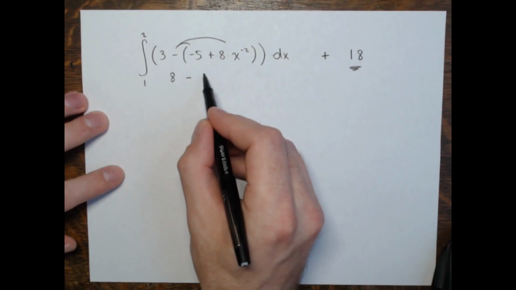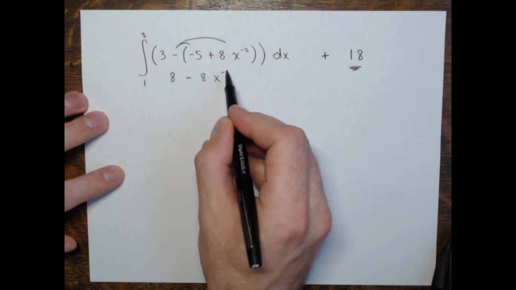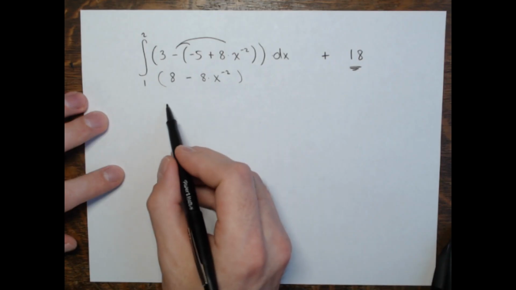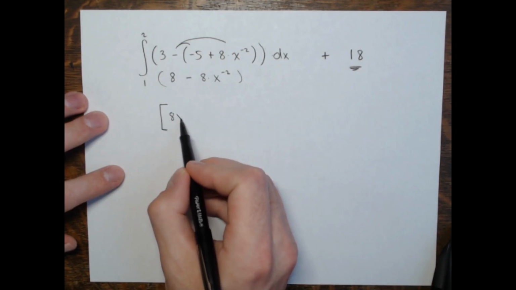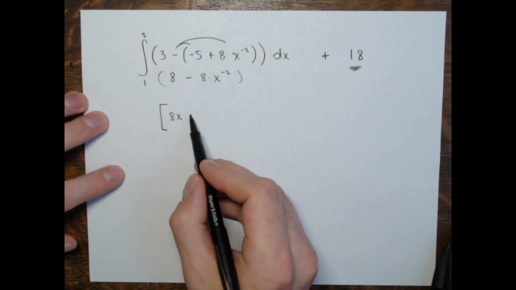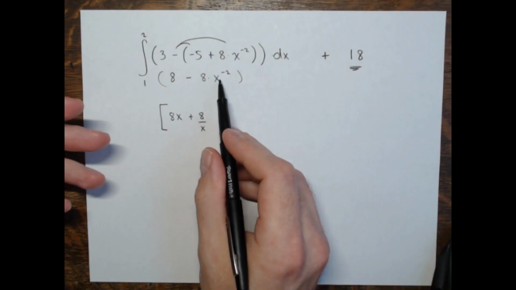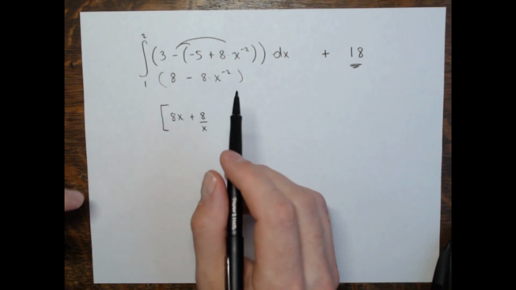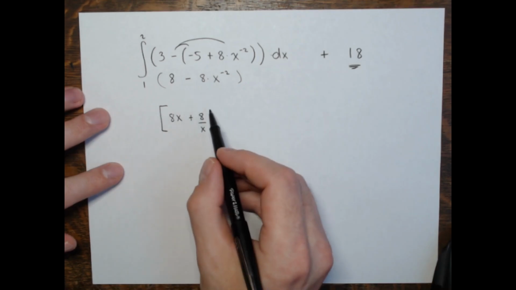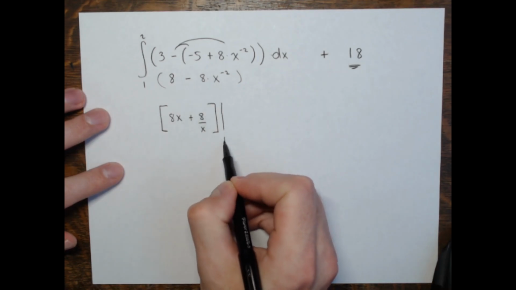And then minus 8 times x to the negative 2. So we're integrating this. That'll just be 8x, and then plus 8 over x, right? 8 times x to the negative 1 becomes x to the negative 1 times negative 1. And then we're going from 1 to 2.